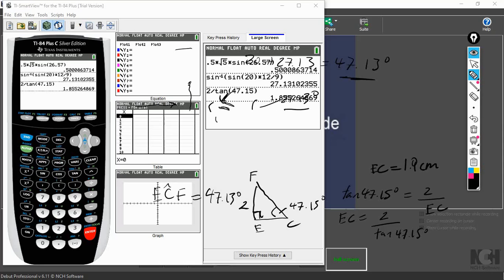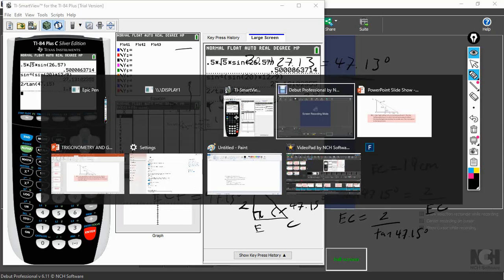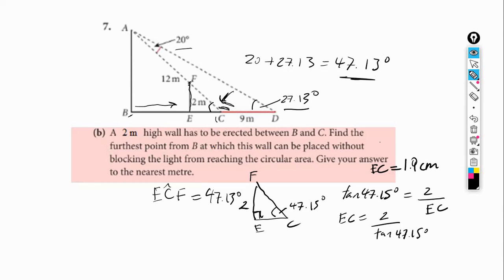Okay, so let's go back to the problem. Where is it? There. So we go back to the problem, and we have that length EC, which is this one over here, is 1.9. Now notice that makes sense because this angle is almost 45 degrees. It's 47.13 degrees. So you know that you had to have something a little bit close to 2 meters here. Now a little bit less than 2 meters because the angle is a little more than 45 degrees. So this makes sense.